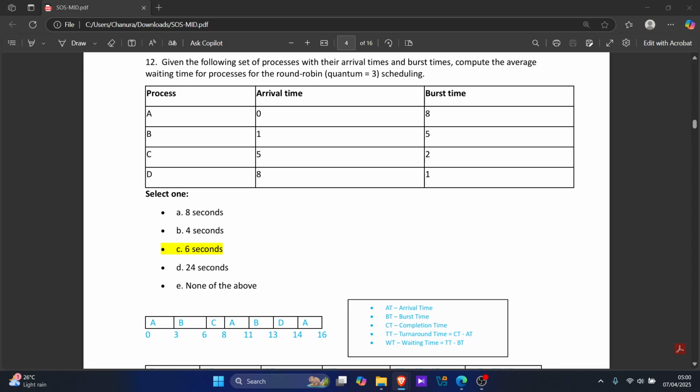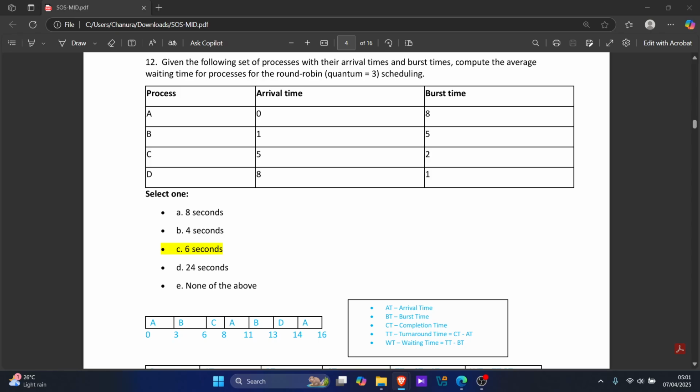Process C, arrived at 5, ran at 6 to 8. Waiting time 6 minus 5 equals 1. Process D, arrived at 8, ran at 13 to 14. Waiting time 13-8 equals 5. Process B, arrived at 1. First ran 3 to 6. Then after preemption, ran again at 11 to 13. So between 6 to 11. Total waiting time 2 plus 5 equals 7.